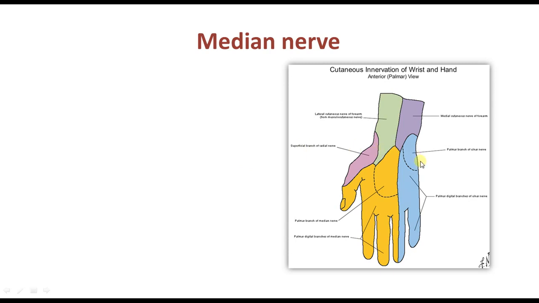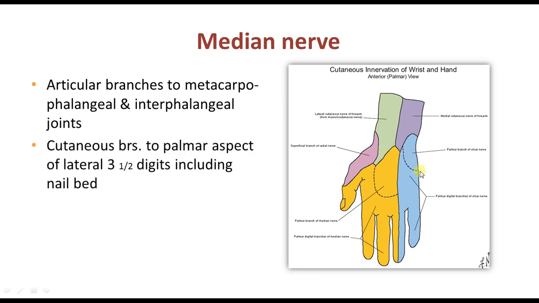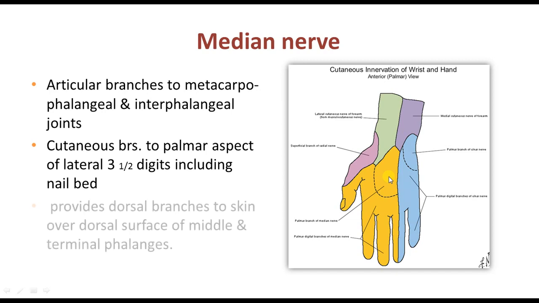So if you look at the innervation, this is the cutaneous innervation of the palm of the hand. It supplies your central palmar skin over the thenar eminence, the lateral 3.5 digits, and also the nail bed. It also supplies the nail bed at the dorsum of the hand up to the middle phalanx. Apart from that, it gives articular branches to the metacarpophalangeal and interphalangeal joints. It also supplies branches to the dorsal part up to the middle phalanx, that is the distal and the middle phalanx.